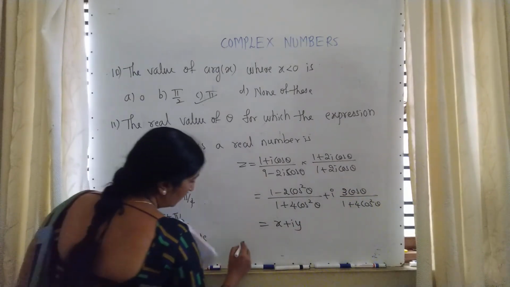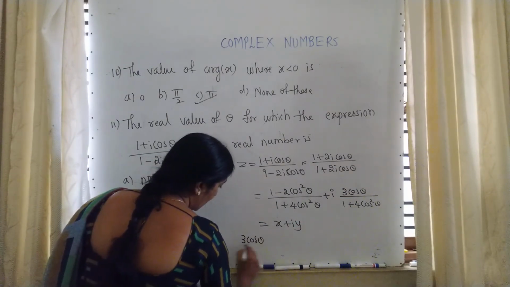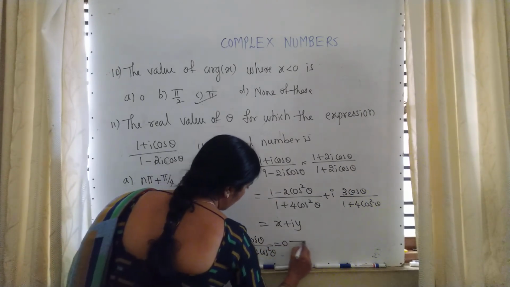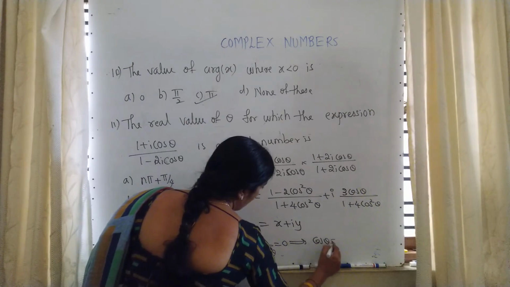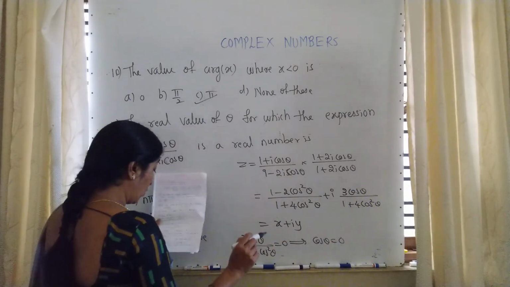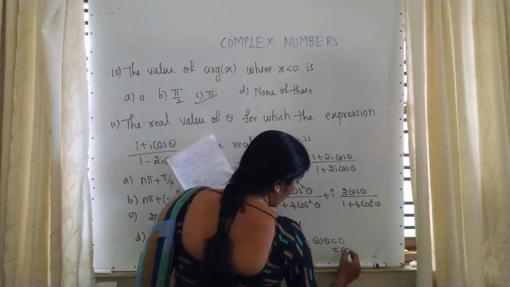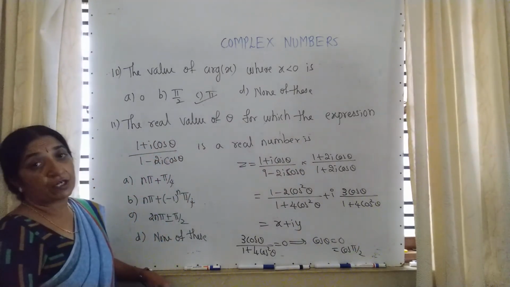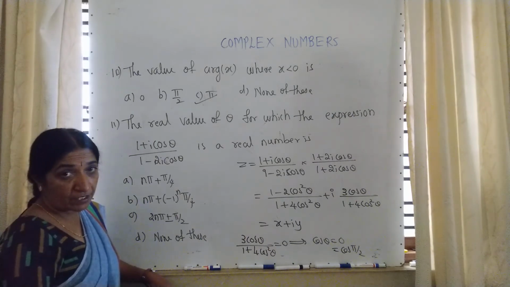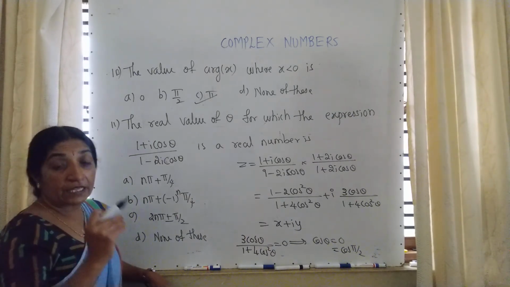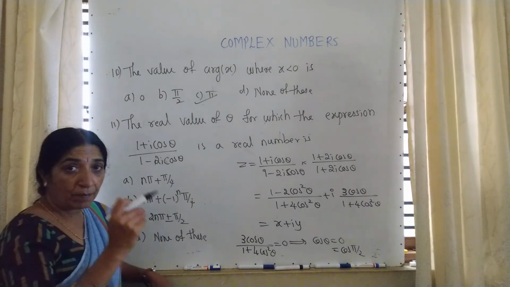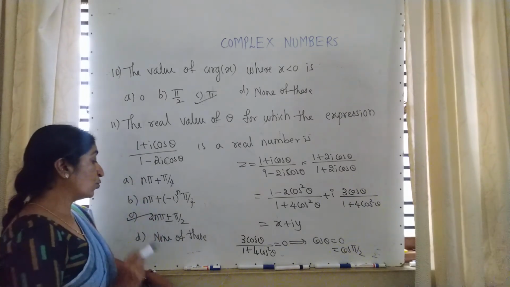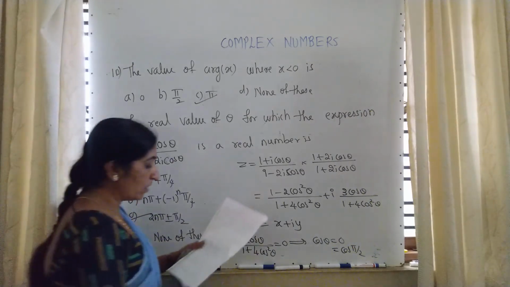Imaginary part is what? 3 cos theta upon 1 plus 4 cos square theta will be 0. Implies cos theta is 0. When cos theta is 0, it is cos pi by 2. So that means you have to write the general solution for cos. Have you remembered the general solution for cos theta? Theta is equal to 2n pi plus or minus alpha. So the answer is C. 2n pi plus or minus alpha, with alpha as pi by 2.